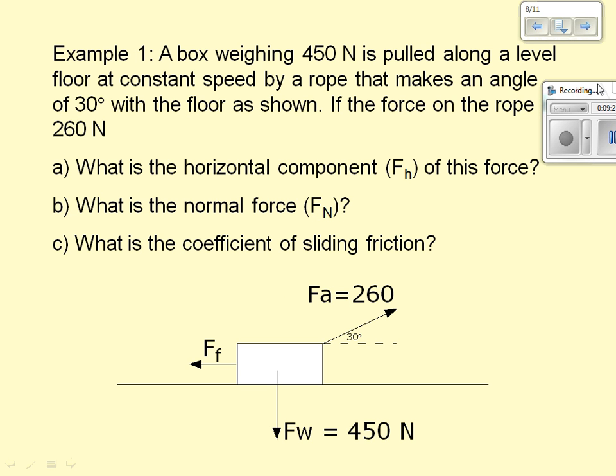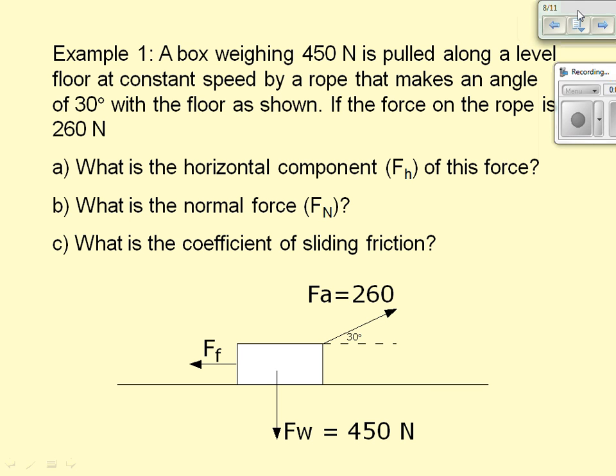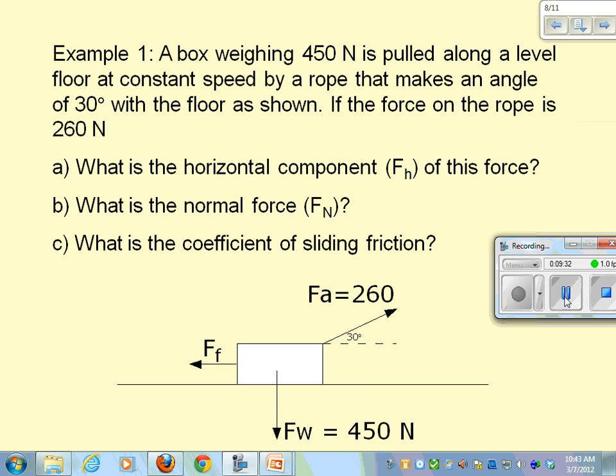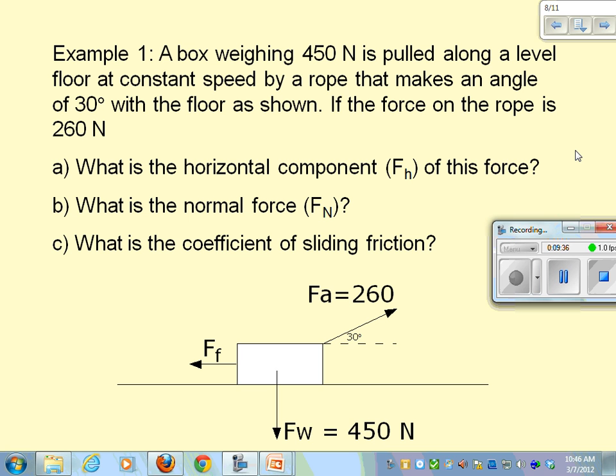Now I believe if you go through that handout, you should see this example, so you don't have to write down the answer. Okay, let's look at example 1. A box weighing 450 newtons is pulled along a level floor at a constant speed. Now, when you see the words constant speed, that's a good thing. What does that mean? It means, Jordan, you guys need to listen here, that the net force is 0, which is a good thing. Makes it a lot easier.